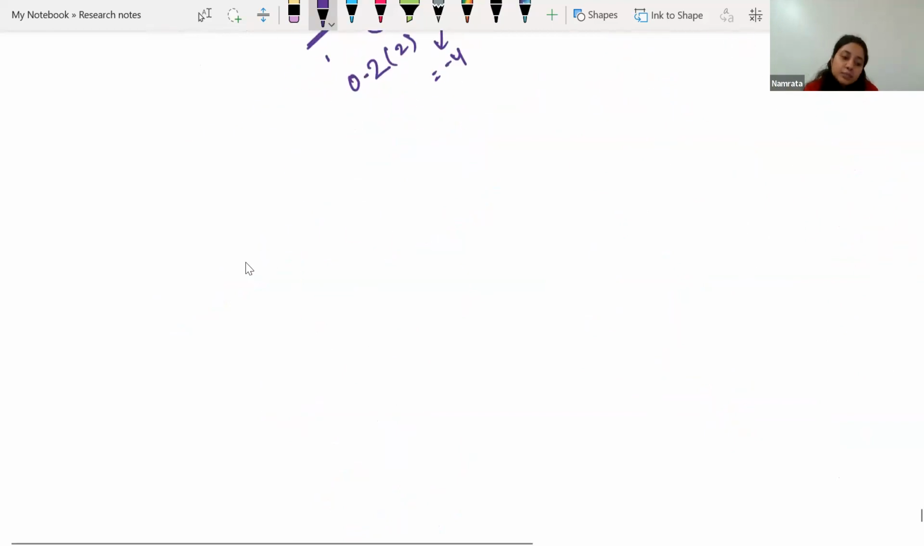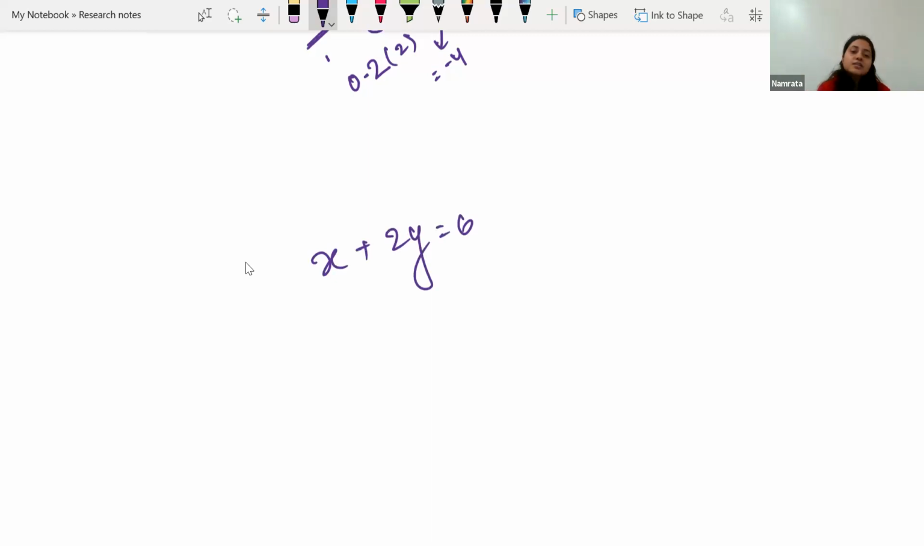Now the next concept is the graphing part. If we have the equation x + 2y = 6, I was telling you to take x as 0 and find y, and take y as 0 and find x. So I'm showing you one easier, comparatively shorter method. x and y we want to find.